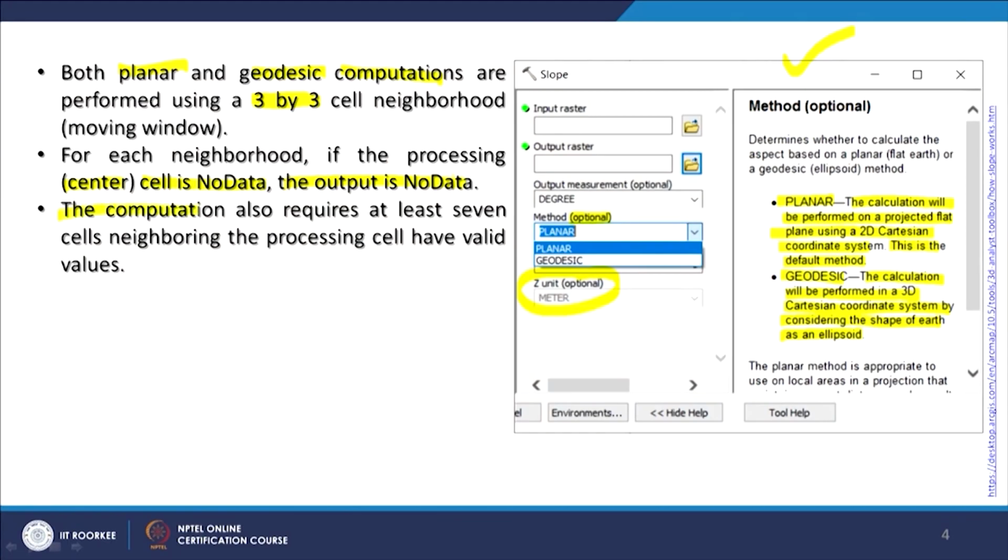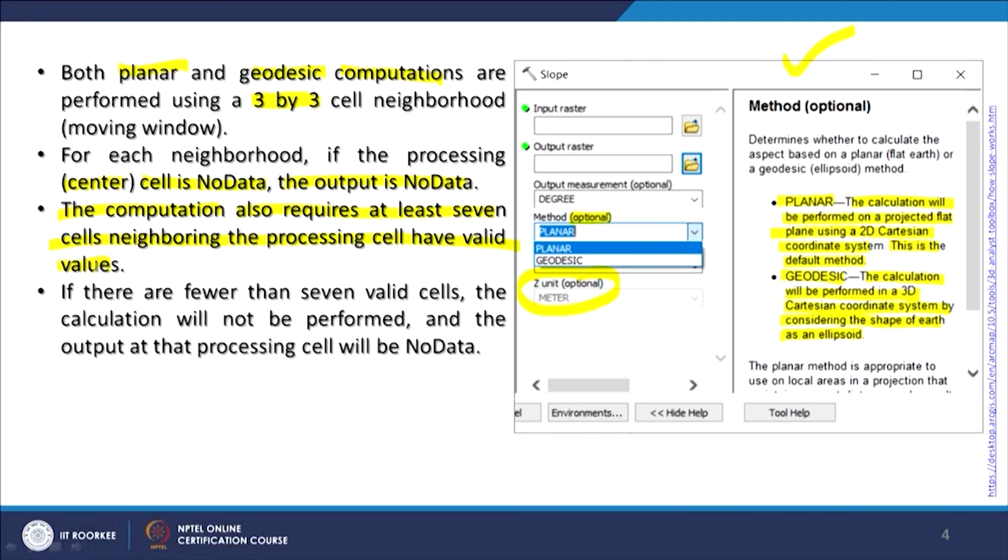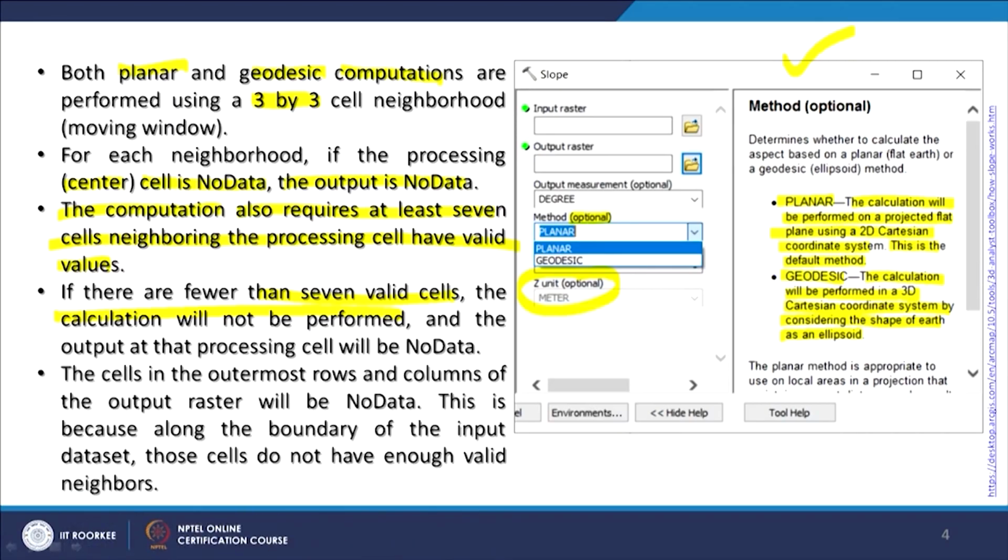The computation also requires at least 7 cells neighboring the processing cell which have valid values. Even if a single cell has no data, nothing can be done. So, you can also imply that if there are fewer than 7 valid cells, the calculation will not be done. Only in case of 7 the calculation will be done, but if you have more no data cells, of course the output would be no data.